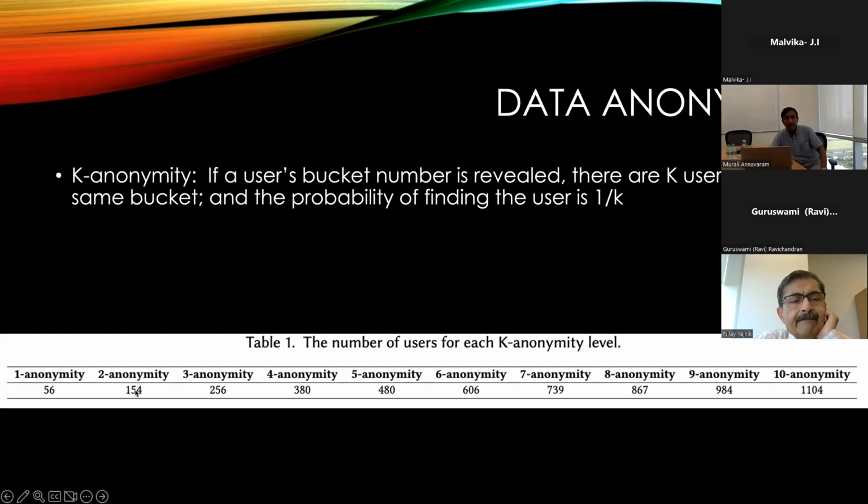Basically, there are 154 categories where there are only two individuals. So I don't know who the precise individual is, but I know it is one of the two individuals, and so on and so forth. And this is what is called the k-anonymity data that you can see. It's striking in terms of how many times there are very few people in this system.